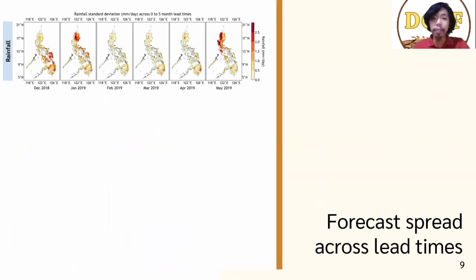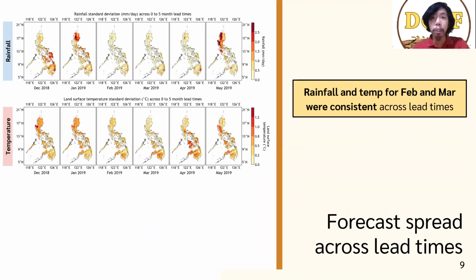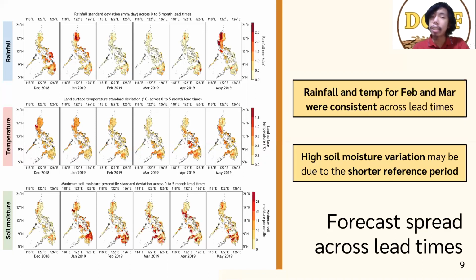Now we compare the standard deviation, which we use to measure how different the forecasts are using different lead times. We normally expect forecasts to perform worse for longer lead times, but if the standard deviation is low, then the performance is consistent. Rainfall and temperature showed relatively low standard deviation throughout the country for February and March, while the rest of the months have a larger spread for certain parts of the country. For soil moisture, the standard deviation is low for December, while the rest of the months have higher values. This may be due again to the short reference period used, which tends to give a larger spread.